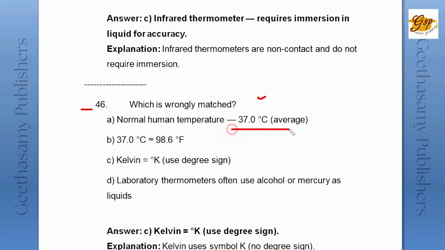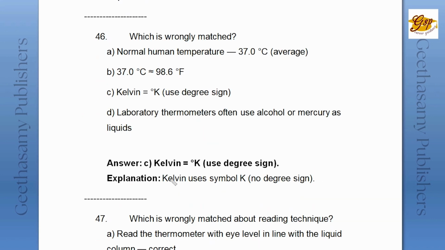46th question. Which is wrongly matched? Normal human temperature 36 centigrade, and 37 degree centigrade equal 98.6 F, and Kelvin degree K uses degree sign, and laboratory thermometer often uses alcohol or mercury as liquids. So answer is C, Kelvin degree uses sign, and the explanation, Kelvin uses K symbol only, no degree. We have said many times now.